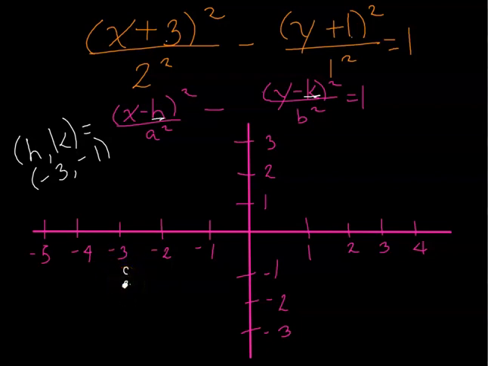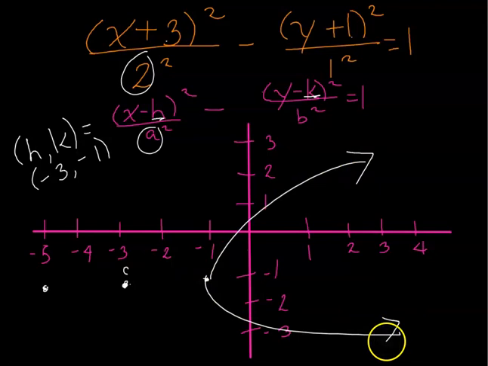And then from there, if I look at the value of a, which is the distance from the center to the vertex, notice that it's also under the x value. So I know that it'll go 2 units to the left and 2 units to the right. And then from there, I can just kind of sketch the hyperbola. And you can also use Desmos to check. Sorry, I'm out of room, so that one kind of got away from me. But remember, you can always use Desmos to check your graph to make sure that you graphed it correctly given the equation. All right, guys, hope this helps.